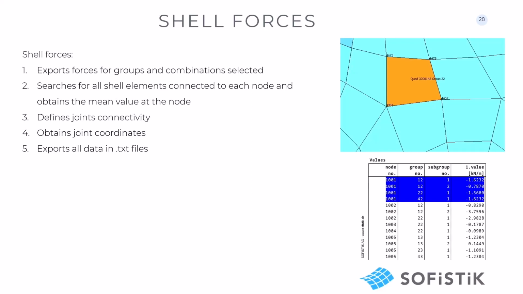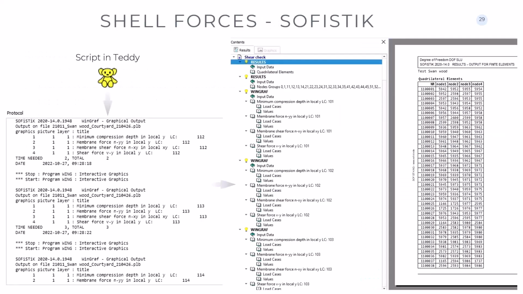To make it happen, we have to export groups, combinations, elements, nodes, and then define joint connectivity, joint coordinates, and export everything in TXT. How do we do that? Hopefully we will do it the same way you do in Python, but at the moment we essentially just print tables. And then we read the tables that we print.